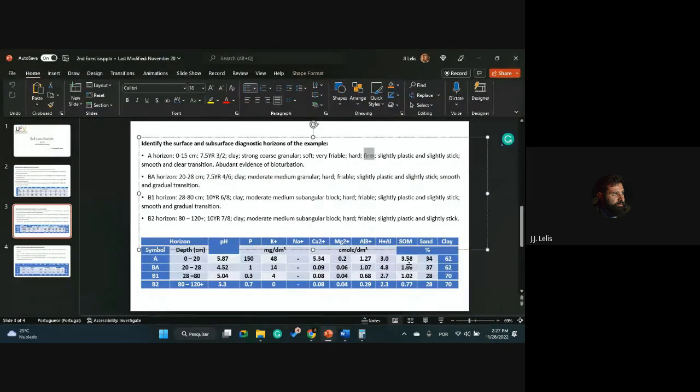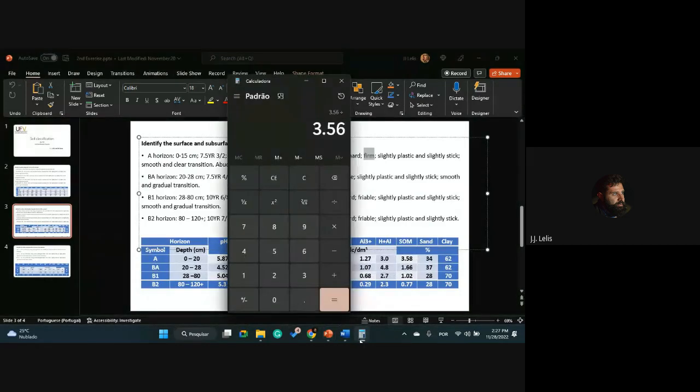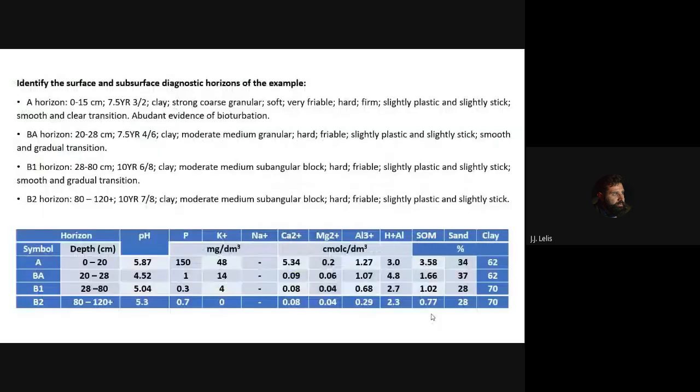So it's 3.58. Let me correct that and divide it by 1.724. Now I'm using the right number. Okay, it's just 2.07. That's quite similar, but it's right. We should use the right factor. So we have only 2% of soil organic carbon in the surface horizon. So the organic carbon is quite low and it's not a folic or histic horizon, okay?